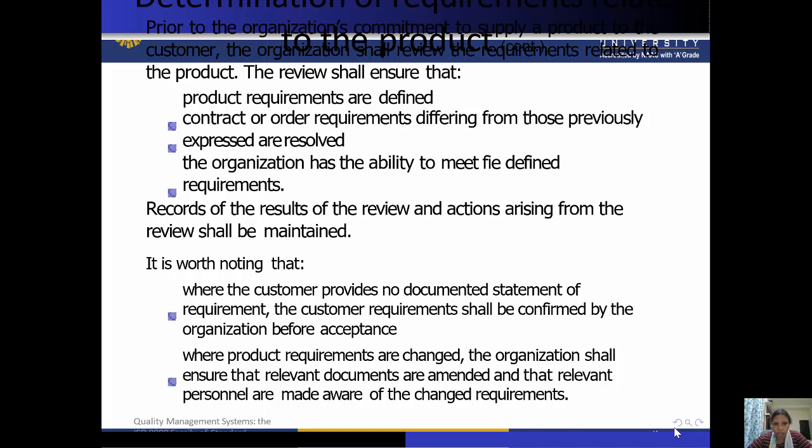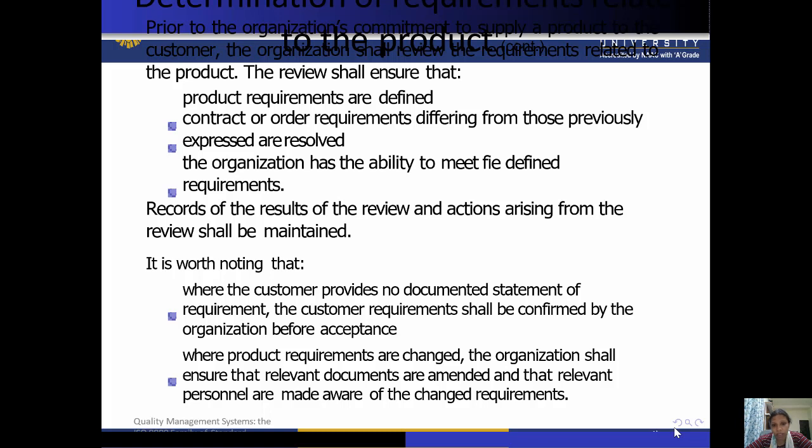Records of the results of the review and the actions arising from the review shall be maintained. It is worth noting that where the customer provides no documented statement of requirements, the customer requirements shall be confirmed by the organization before acceptance.